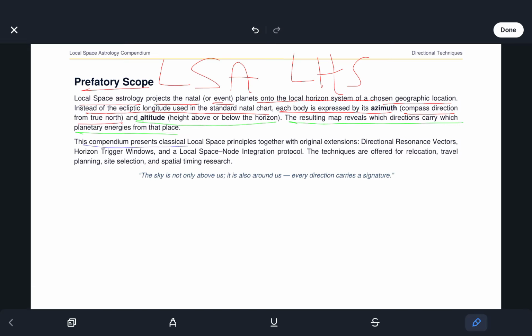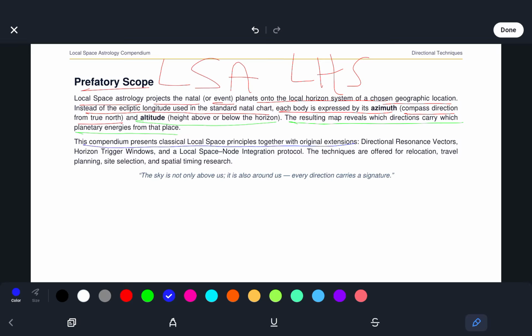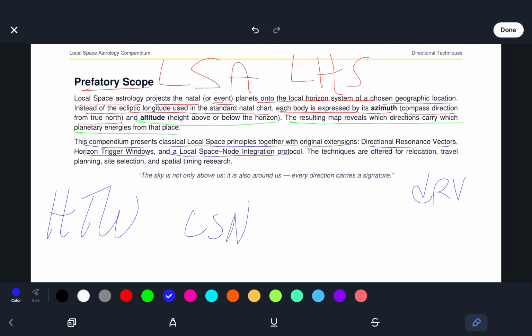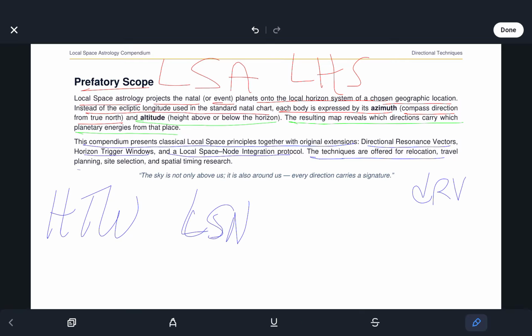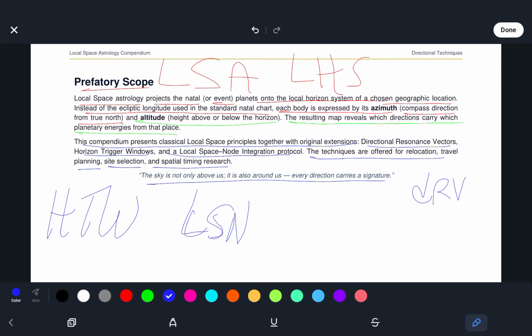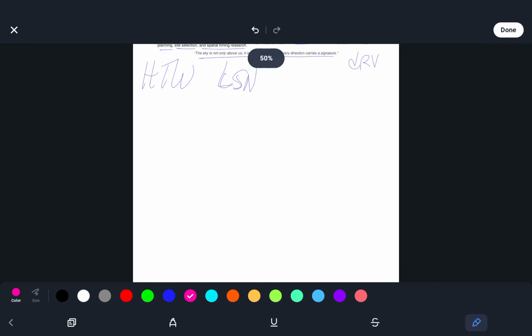This compendium presents classical local space principles, together with original extensions: directional resonance vectors, or DRV, horizon trigger windows, HTW, and a local space node integration protocol. Techniques are offered for relocation, travel, planning, site selection, and spatial time research. The sky is not only above us, it is also around us. Every direction carries a signature.